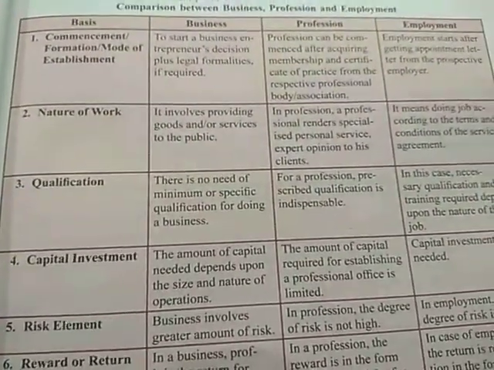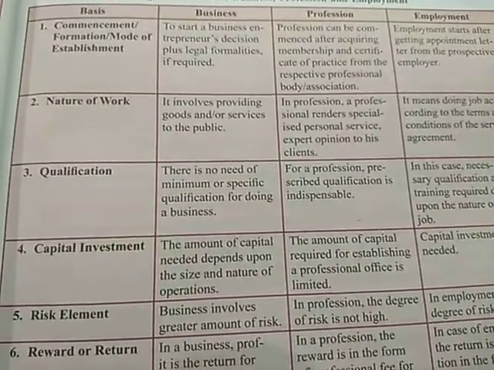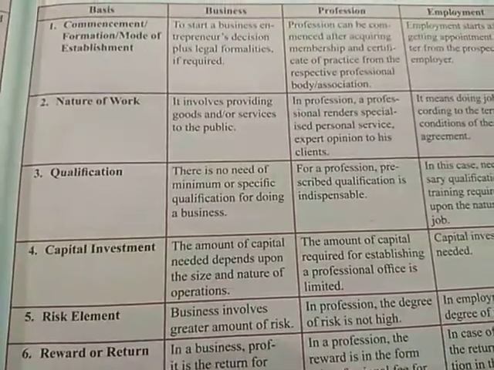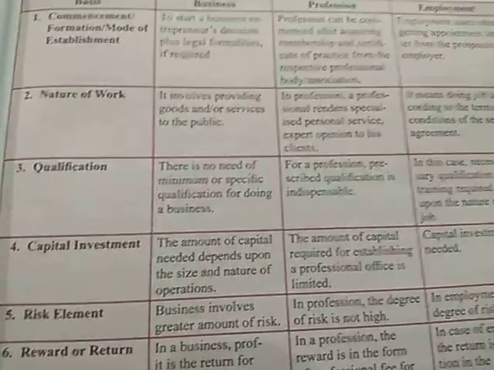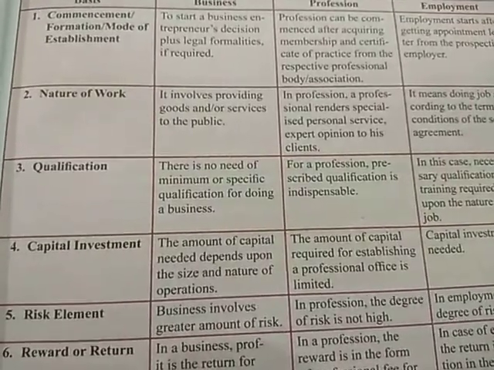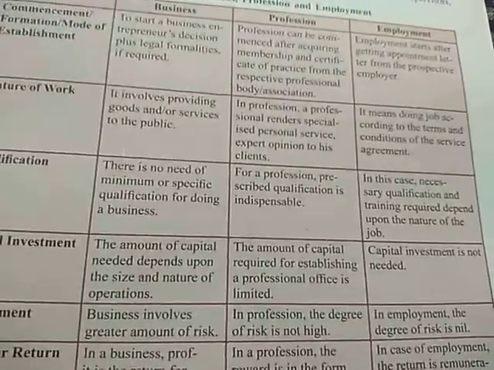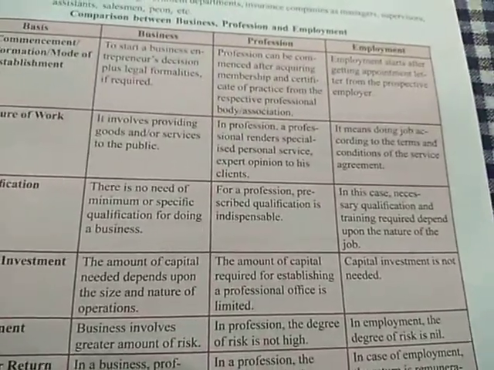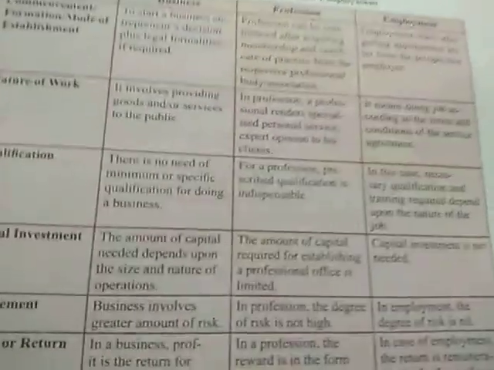Next is nature of work. Business involves providing goods and services for the public. In business, we need to provide goods or services to the public. In profession, a professional renders specialized personal service or expert opinion to his clients. And in employment, it means doing the job according to the terms and conditions of the service agreement.